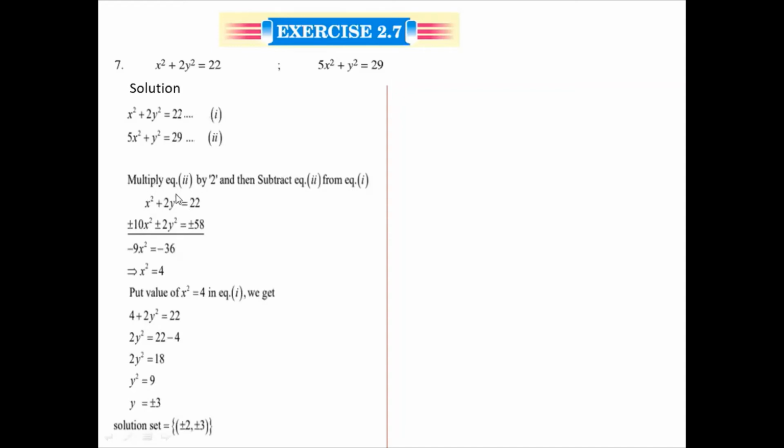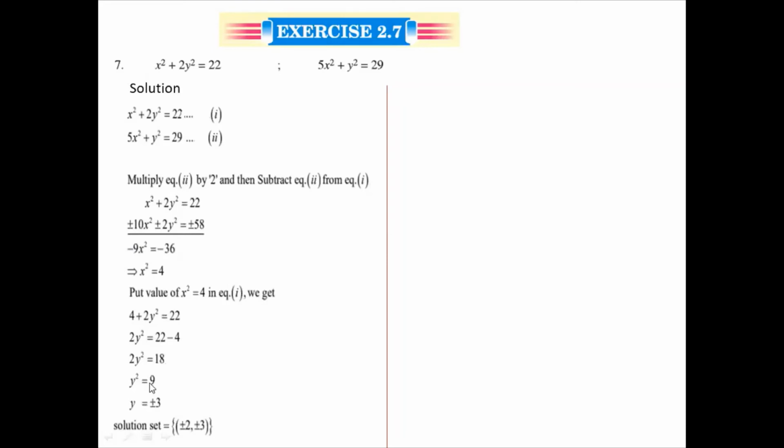After multiplication and subtraction, the plus 2y square cancels out with the minus 2y square. So we are left with minus 9x square is equal to minus 36. Dividing both sides by minus 9, we have x square is equal to 4. Put x square is equal to 4 in equation 1. We have 4 plus 2y square is equal to 22. So 2y square is equal to 22 minus 4, so 2y square is equal to 18. So y square will be equal to 9.